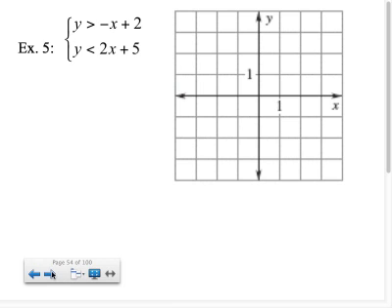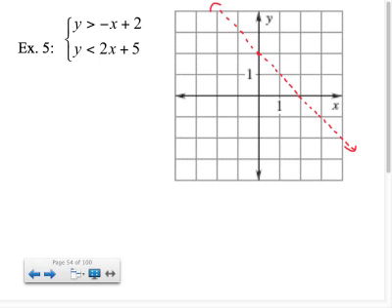Example 5 is nice because it's already written in y equals form. So I have positive 2 as my first y-intercept, and then negative 1 is my slope. It's strictly greater than, so it's got to be a dash line. Okay, so something like that. There's my first one. It's everything above it.